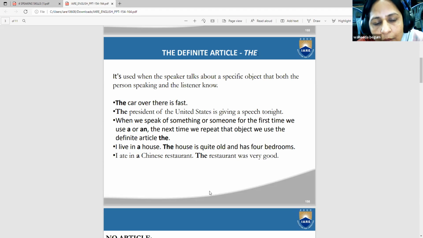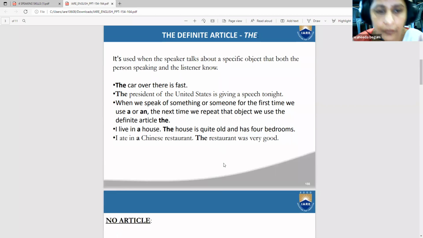Then I go to the definite article in the next sentence, when I'm talking about that particular thing, because I'm talking about the thing I spoke about. Now I'm definite about it. The house is quite old and has 4 bedrooms. I ate in a Chinese restaurant. Which Chinese restaurant? The restaurant was very good, the one in which I ate. Now it has become definite.